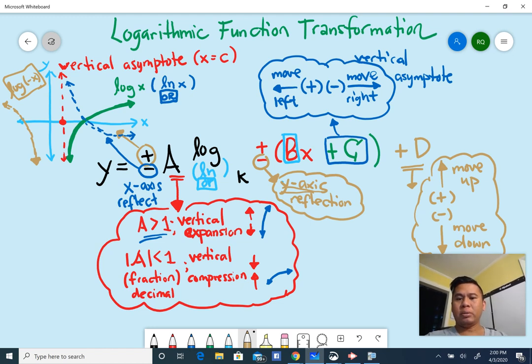For c, in this particular case, you move left if it's a positive, you move right if it's a negative. And that is talking about the vertical asymptote in here. And the last value is our d, the number added to or subtracted outside the parenthesis. And once again, it says you move up if it's a positive, and you move down if it's a negative.